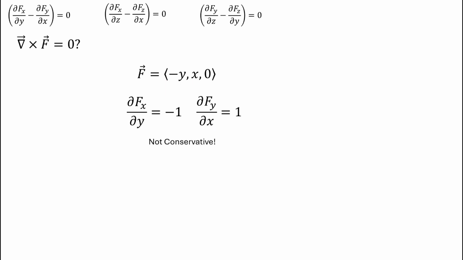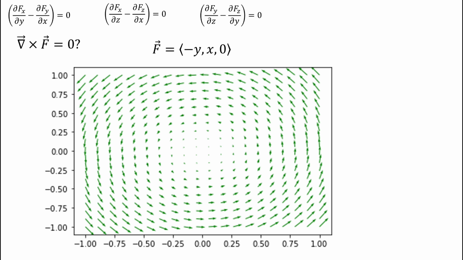This is not conservative. And this wasn't even a crazy function. This is pretty easy to come up with. I want to show you what this function looks like. This is a plot of it. And notice something particular, that this function curves around in a circle. That means that if I were to make a closed loop, if I take a curve that comes back to the original place, then notice that I'm always pointing in the same direction as the force.